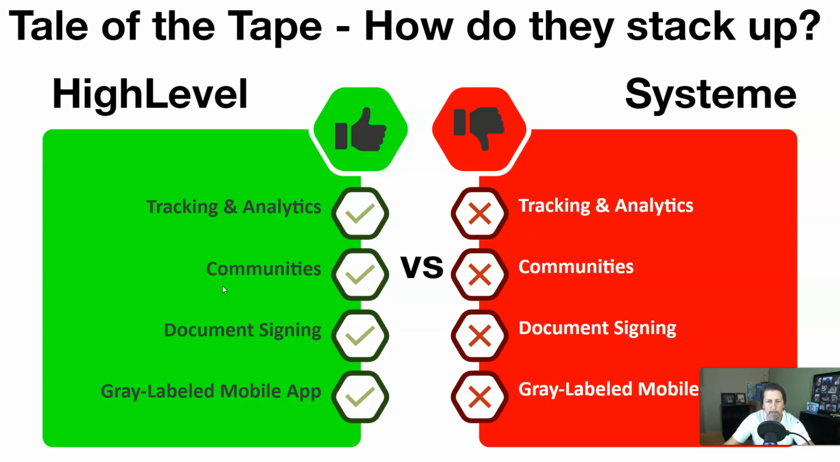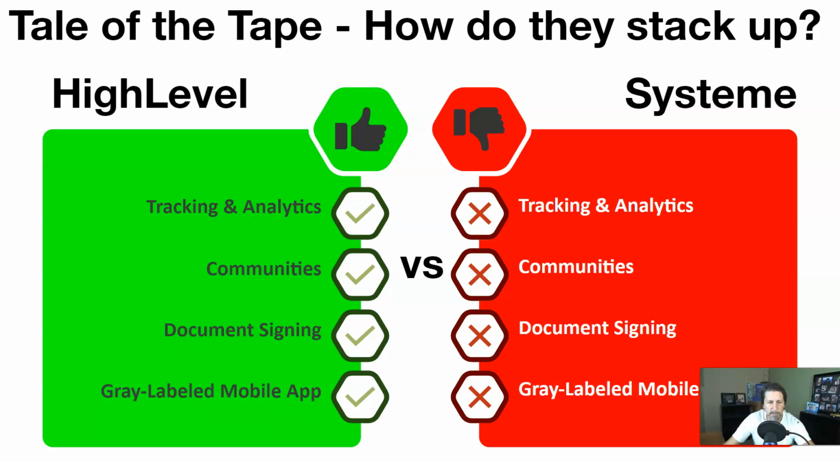Communities are available inside of HighLevel. No communities are available inside of System. Document signing is available within HighLevel. No document signing is available within System. Gray labeled mobile app is available for HighLevel. No mobile app is available for System, gray labeled or otherwise.